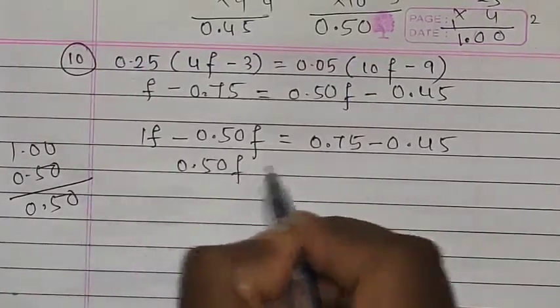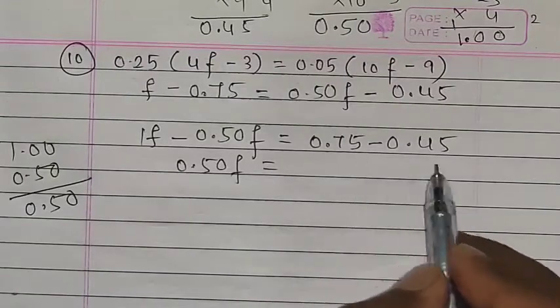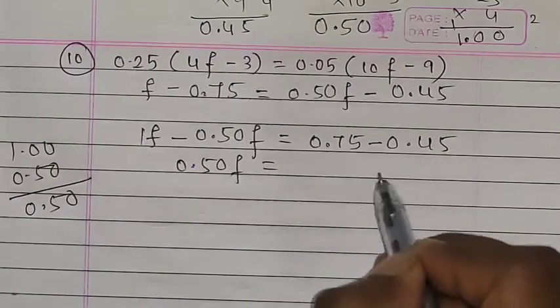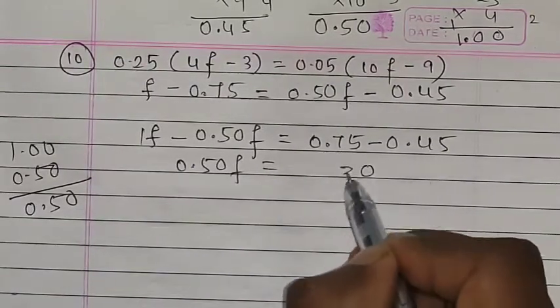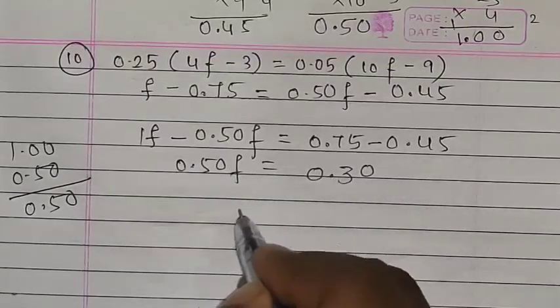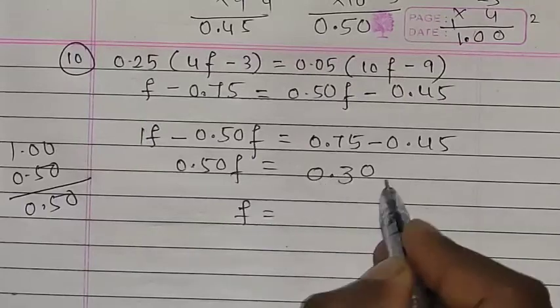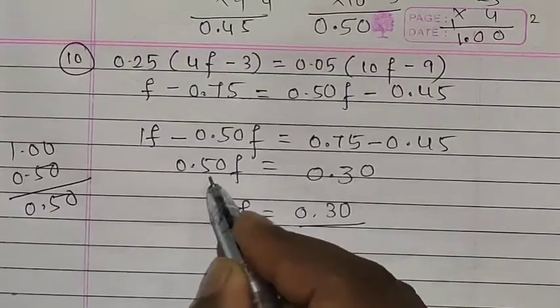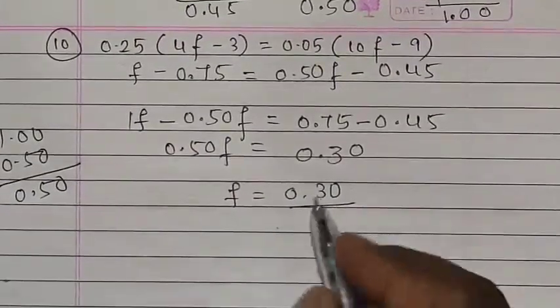0.50f is equal to 0.75 minus 0.45. 5 minus 5 is 0, 7 minus 4 is 3, 0 minus 0 is 0. It means 0.30. We want to calculate the f value. f is equal to 0.30, the multiplied number comes to the denominator part, that is 0.50.